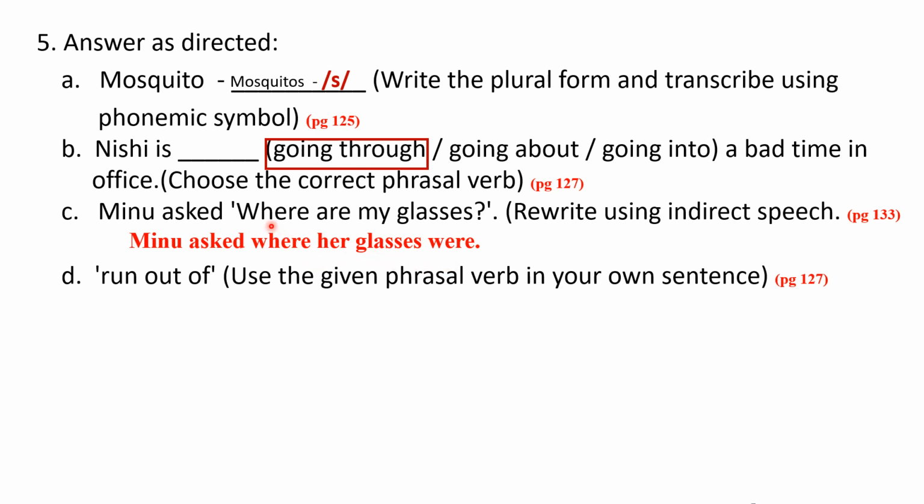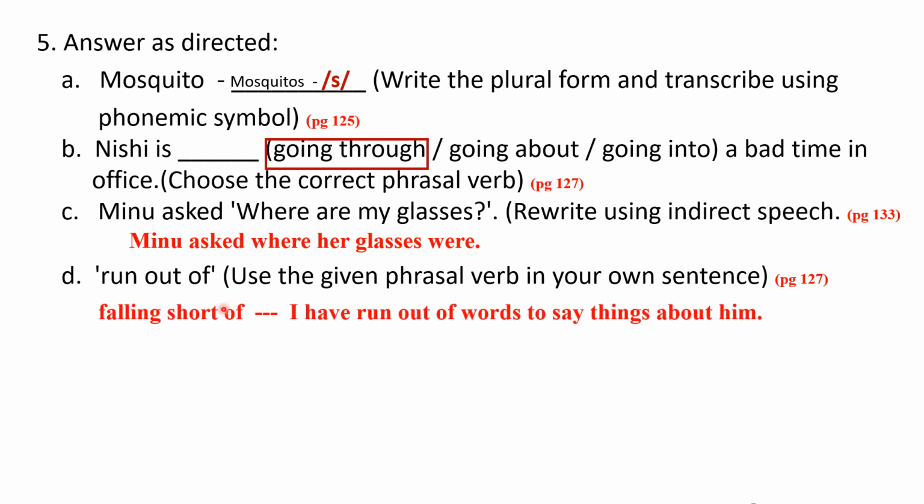So whenever you are changing questions into indirect speech, students, take the question word as it is. Okay, Meenu asked where my glasses will become her glasses and are becomes were, because you have to use past tense. Then run out of. Use the given phrasal verb in your own sentence. Run out of means falling short of. I have run out of words to say things about him. Means I am falling short of words to talk about him. So this is the fifth question, students.